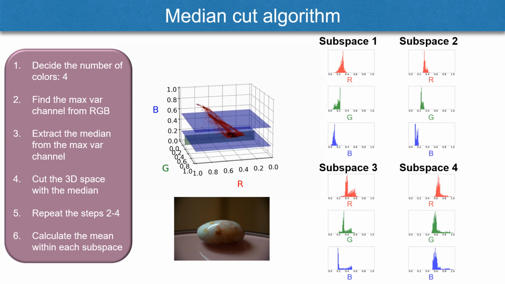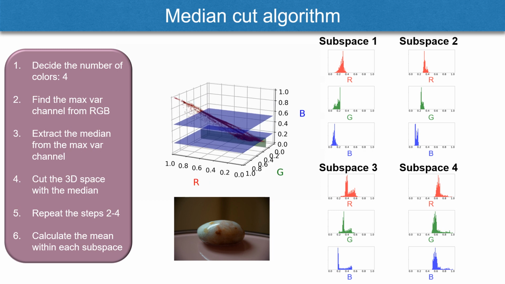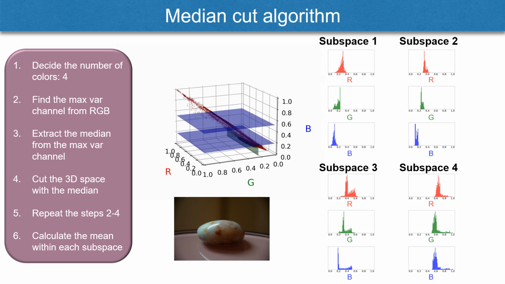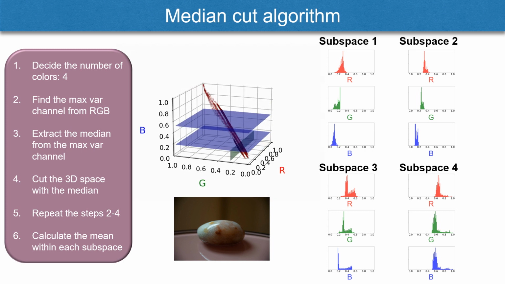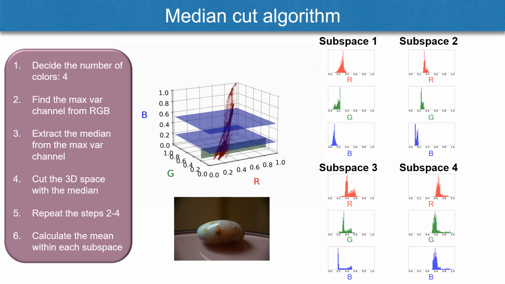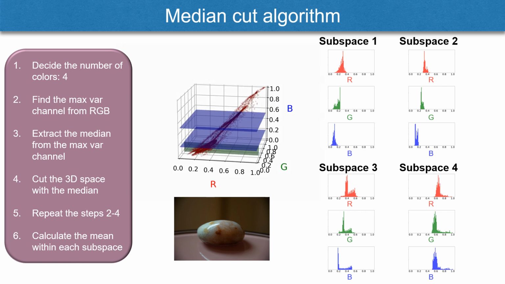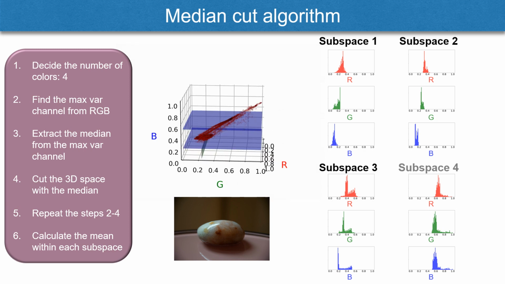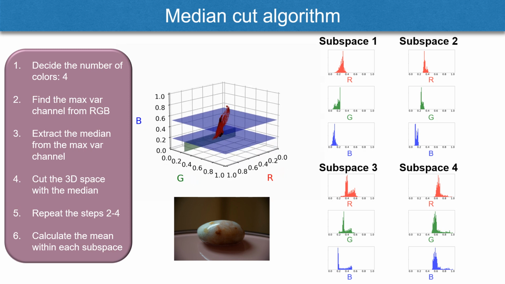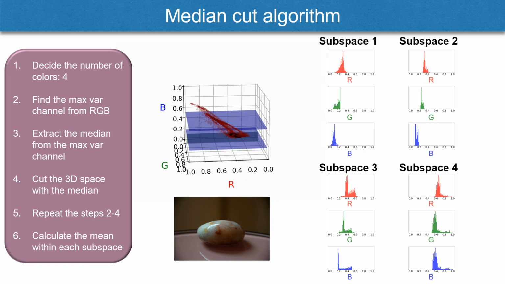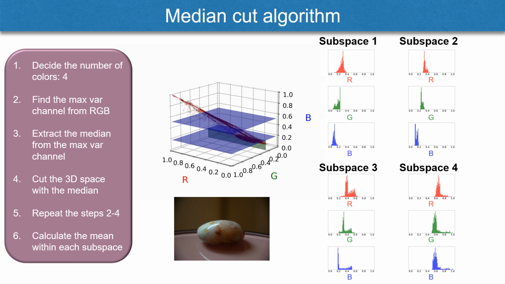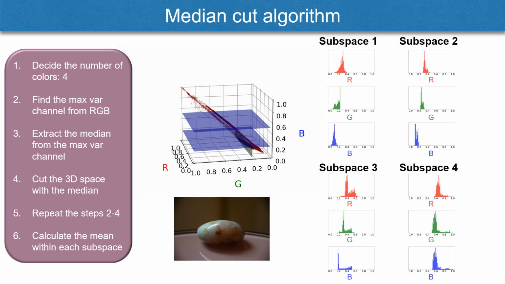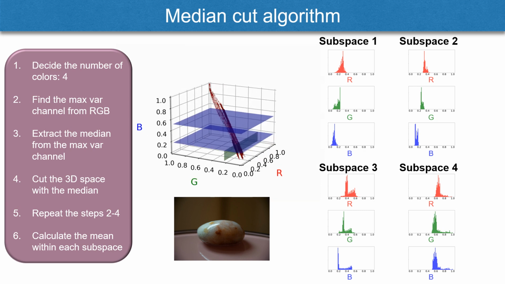Now we obtain the 4 3D subspaces. The important point is the mean distribution of each RGB channel is sorted in the order of subspace 1, 2, 3, and 4. This is because the cutting is based on the cumulative histogram, allowing the intensity order of the original histogram to be preserved.